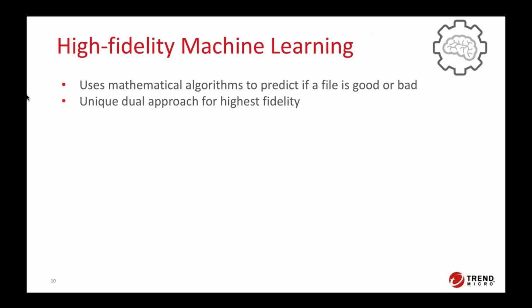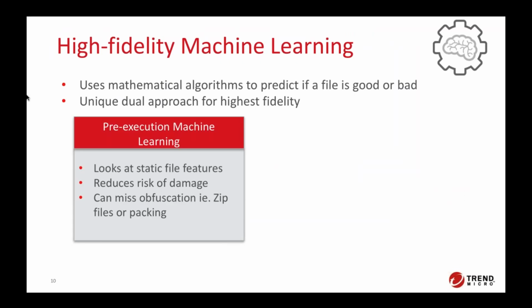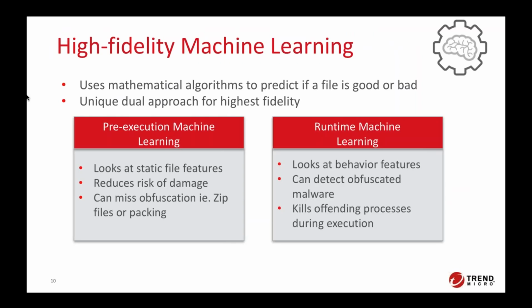High fidelity machine learning. What actually is it? So there's two stages. The first one is pre-execution machine learning. It basically looks at static file features and will pick up files before they're actually executed on an endpoint. And then we have runtime machine learning, which is the opposite of pre-execution in that it will look at threats as they are running on an endpoint.